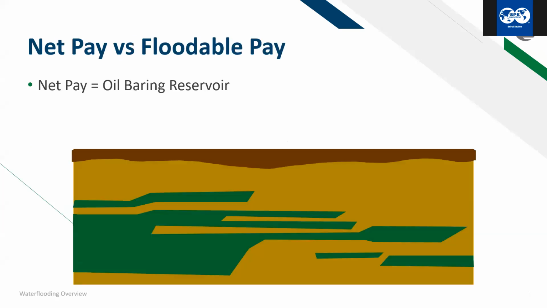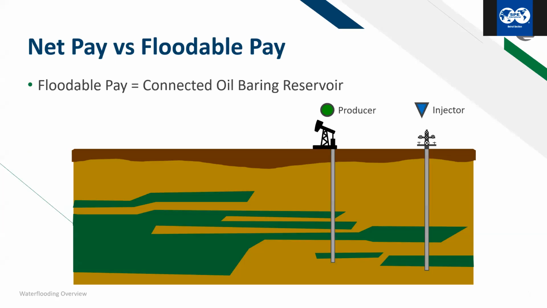And this is just kind of an example right here, net pay versus floodable pay. So net pay, which would go to a gross oil in place, is just any pay that has oil in the reservoir, right? But if you're looking at floodable pay, then you're looking at the reservoir that has the properties in which water will flow through it. You're looking at the pay that is connected. And sometimes we know which pay is connected and which pay is not, so it can be tricky to identify a floodable pay. Again, this is really just to make sure that when you are comparing recovery factors between floods, you understand where that number is coming from.